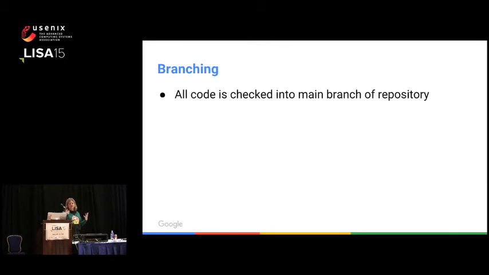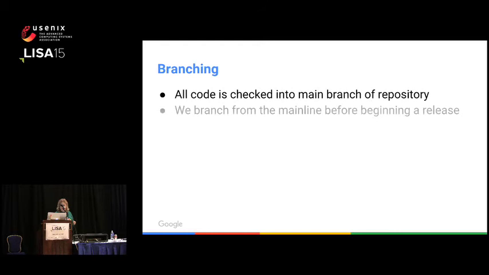All of our code is checked into a main repository, and we have a monolithic repository. It's very large. So when we begin a release with Rapid, we actually branch from the mainline, and the build and everything is done from there. Once we branch, we're no longer using the mainline. New changes continue to go in the mainline. Changes do not happen on the branch.